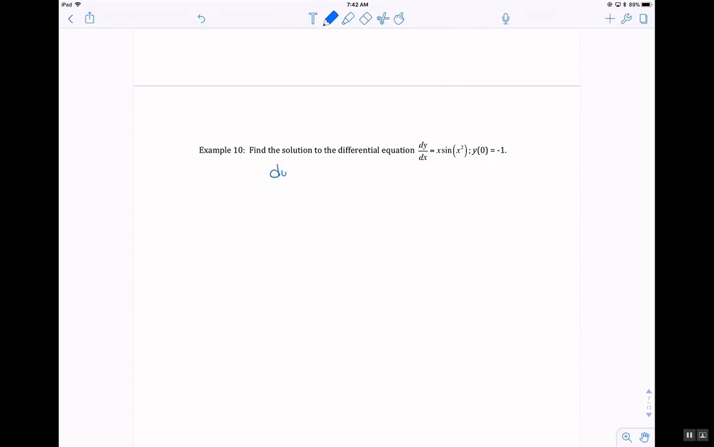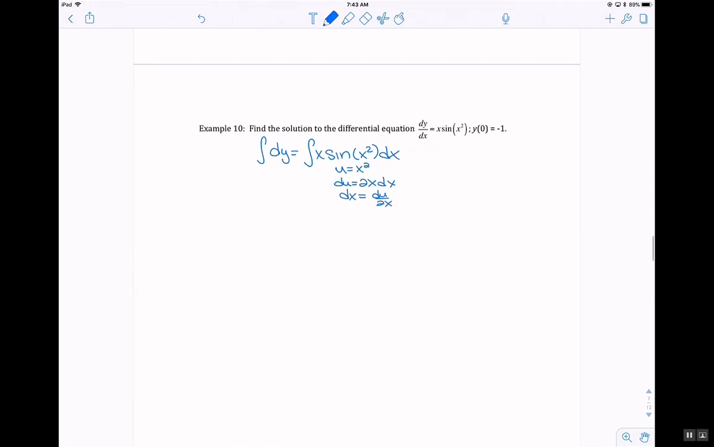But there's no y involved. So this is just dy is equal to x sine of x squared dx. Take the antiderivative of dy. So this is going to be a u substitution. So u is equal to x squared, so du is equal to 2x dx. So dx is equal to du over 2x.